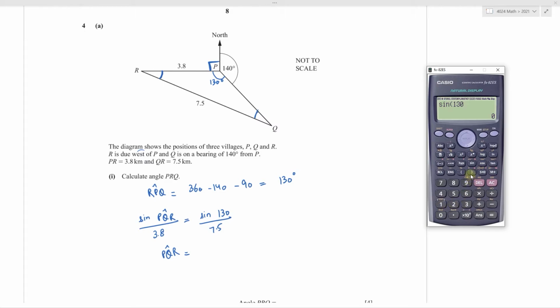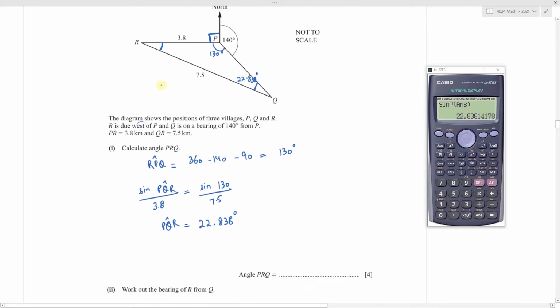Sine 130 divided by 7.5, then multiplied by 3.8, and then sine inverse. So this is 22.838 degrees. So your angle PQR from this equation, this was the only unknown. I calculated it to be 22.838.